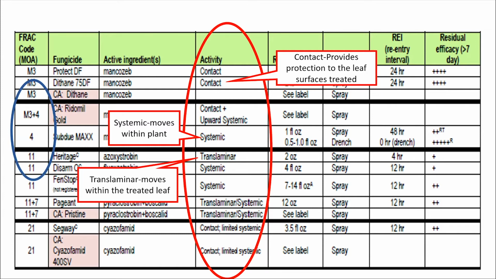It does, and I think that the takeaway to remember, especially with translaminar, is that you need to be very cognizant of when those new leaves are unfolding and then reapply. Yeah, perfect. The next thing we need to know is, should this be done as a spray or drench?